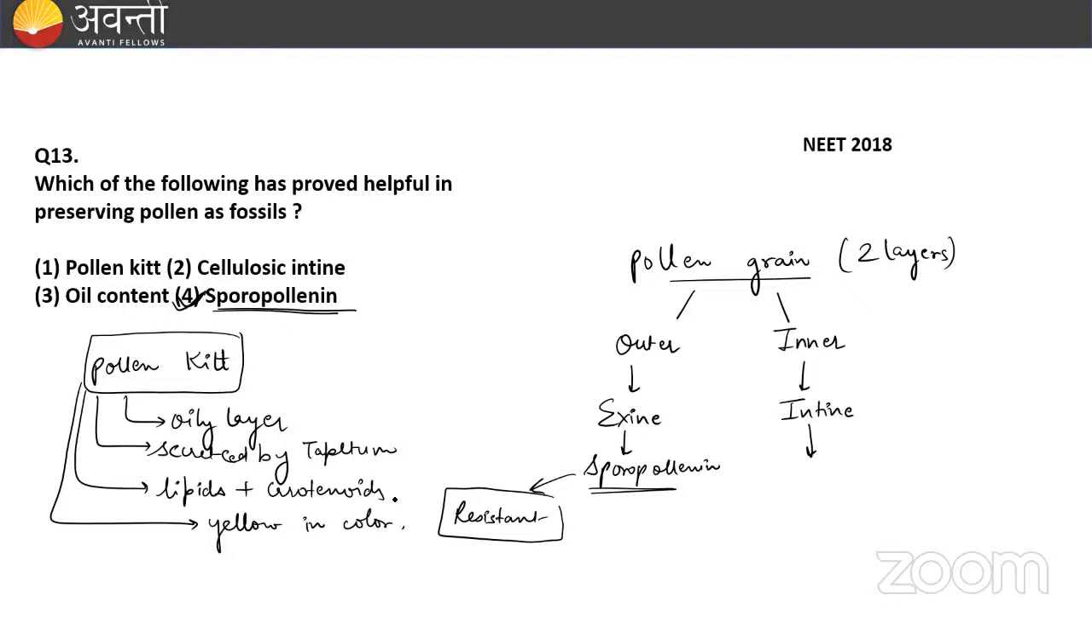So when the pollen grains have this pollen kit, they become very sticky. So they help in pollination, especially biotic pollination, the insect pollination. Because they are sticky, they easily get attached to the body surface of the insects and they help in the pollination. So remember these points regarding the pollen kit.